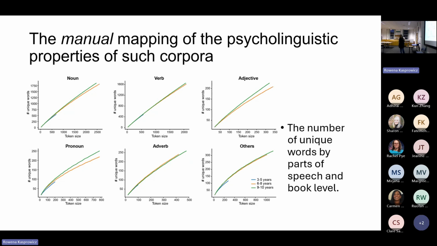So internal to the project, we had our own book leveling tool, which is open access. And then we did our book leveling. What you're seeing here, the blue lines, which are not visible in all because they're almost isomorphic, are from the books for the youngest readers, 3 to 5. The orange is for 6 to 8, and the 9 to 10-year-olds are in green. And that's by the different parts of speech.